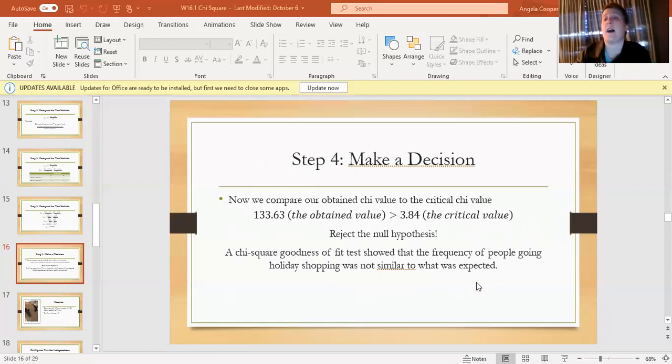So we compare our chi value to the critical chi value. We have 133.63, which is greater than 3.84, that's for sure. So we would reject the null hypothesis. This is saying that the frequency of people going holiday shopping was not similar to what was expected. Again, the null hypothesis states that our data matches what was expected, but it didn't, because look at how fatly we rejected that null hypothesis. It was super reject.